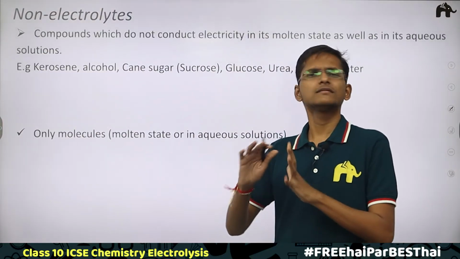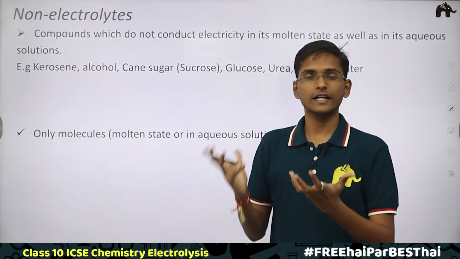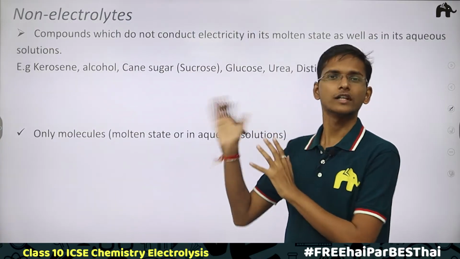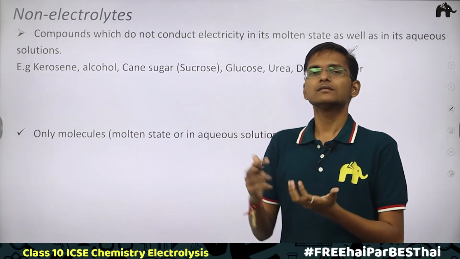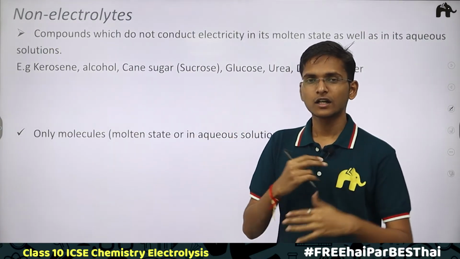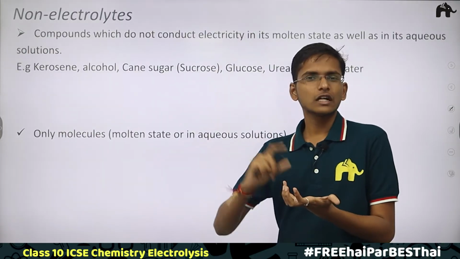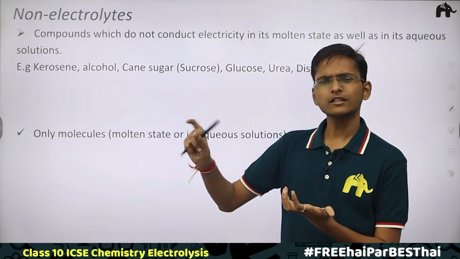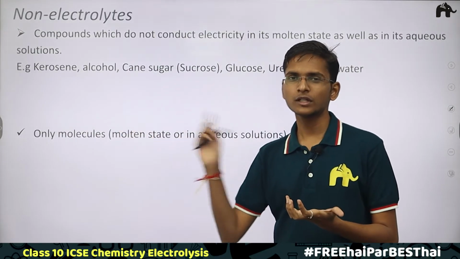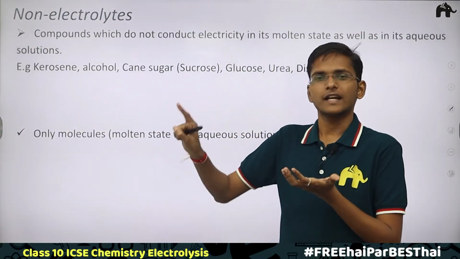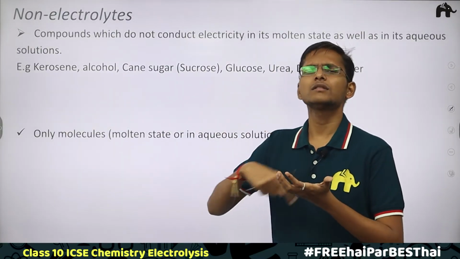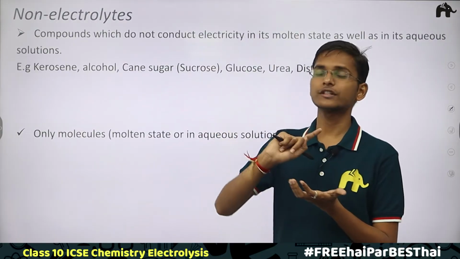So far we have seen a lot about electrolytes, right? Now it's time to see what non-electrolytes are. So non-electrolytes are simply the opposites of electrolytes, right? Electrolytes are those compounds which conduct electricity in molten state or in aqueous state. So if the compound is conducting electricity in aqueous state, then it is an electrolyte. If it is conducting electricity in molten state, then also it is an electrolyte.